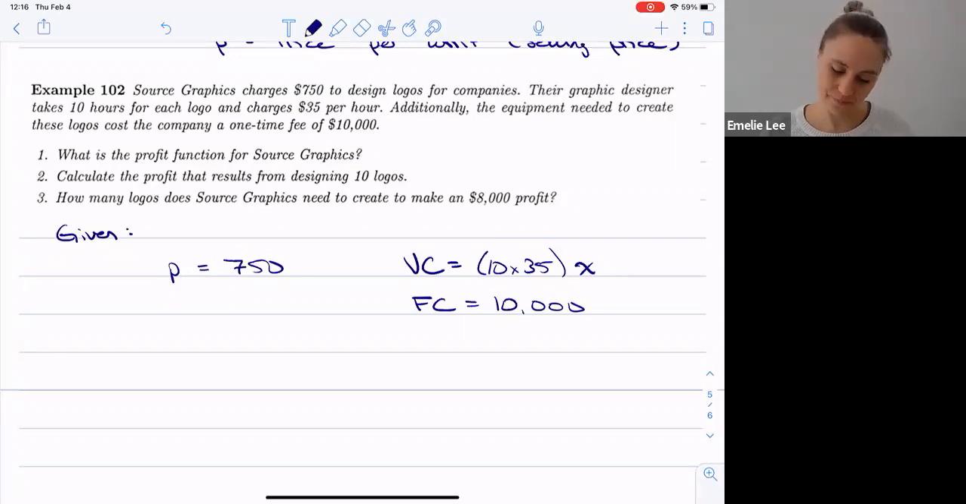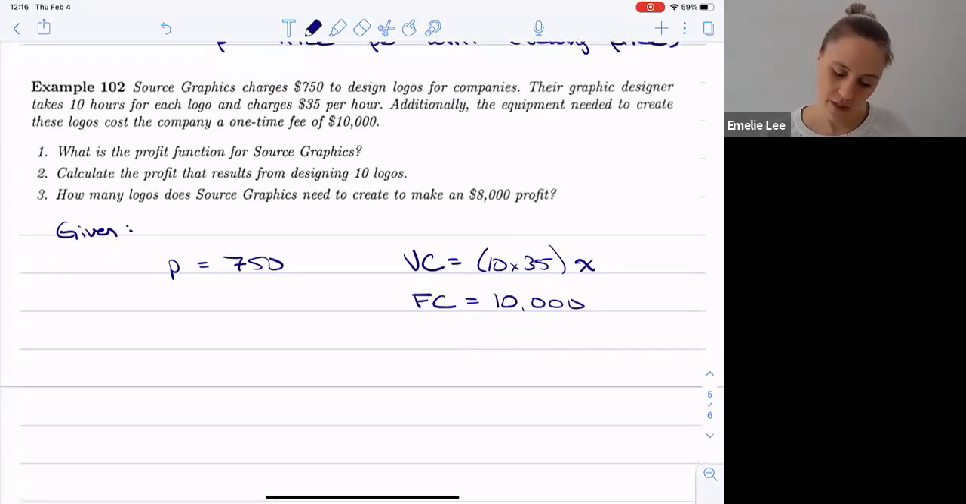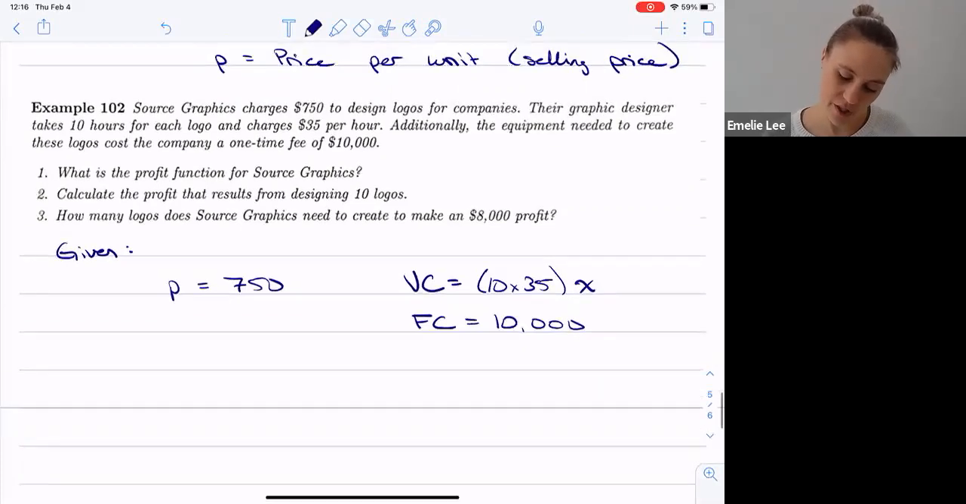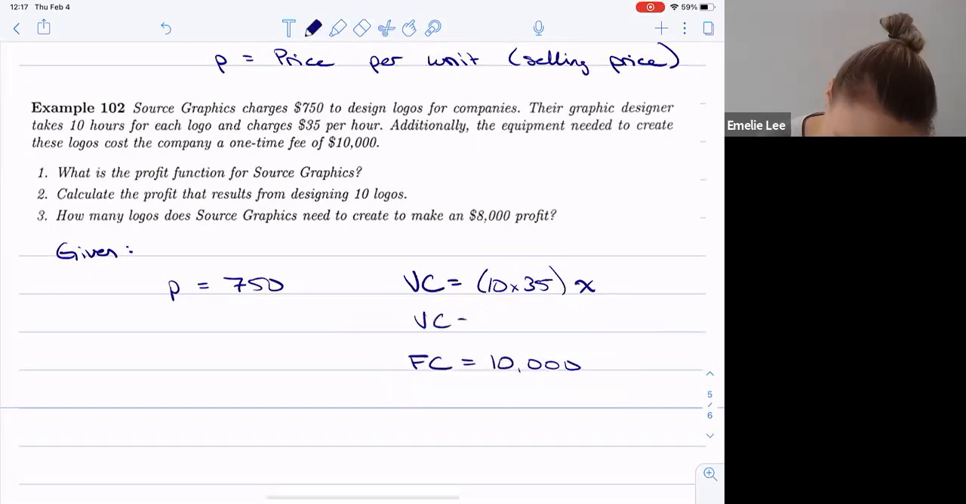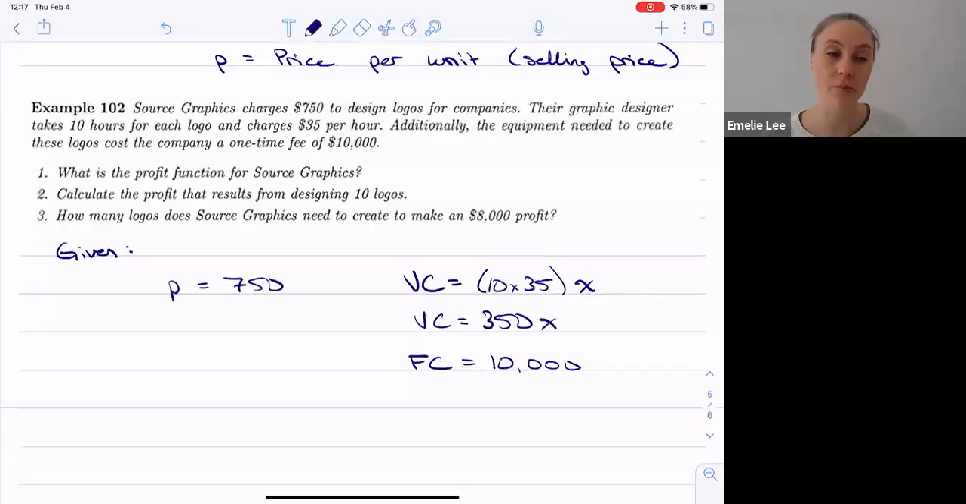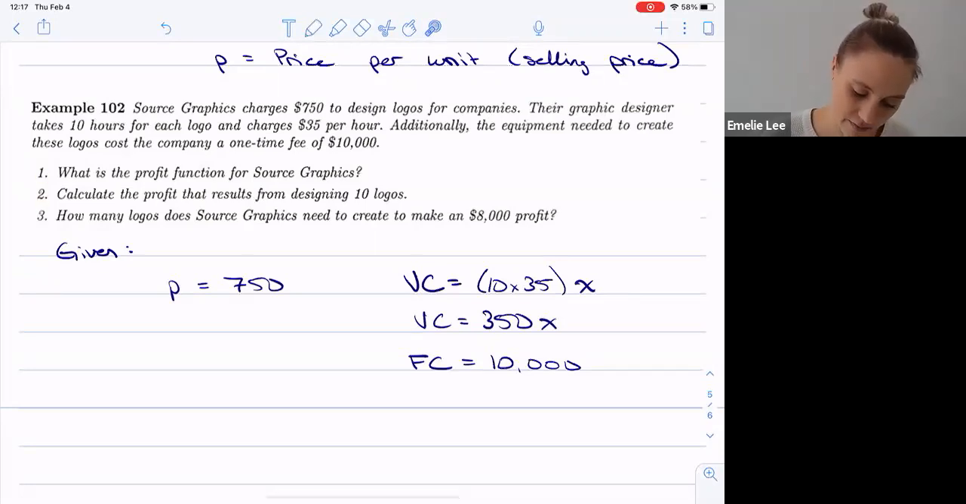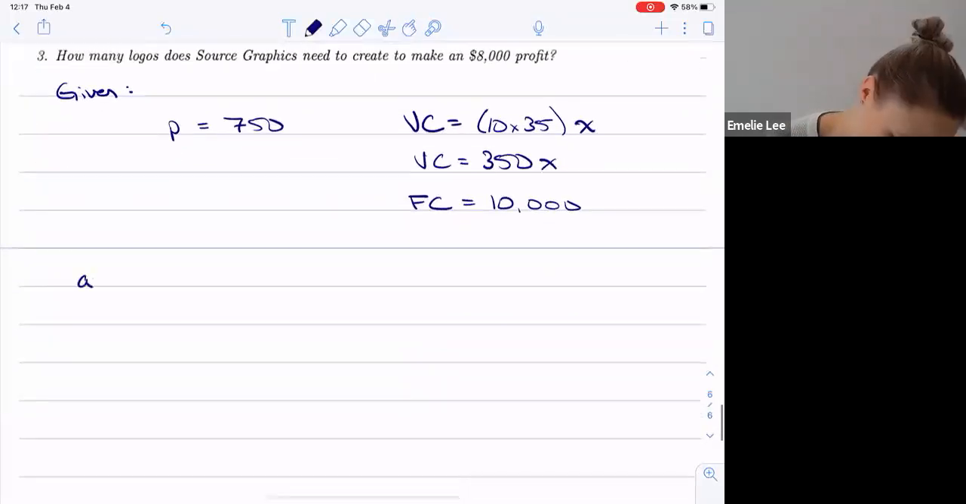So, let's see here. All right. That is all the information that I have. And what we'll find is that it's all the information that we need. I'm going to bump this down because the variable cost is actually going to be 350x. Right? I just want to simplify that before I plug it in. Okay, so part A, I don't know, typesetting error.